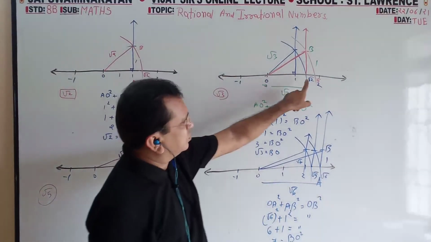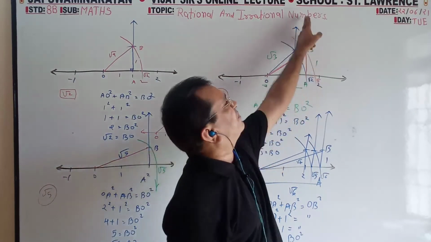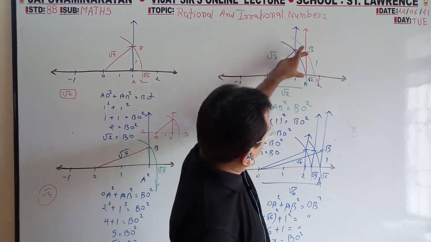Now again draw root 2. On root 2 draw a perpendicular. Same height, 3 centimeter.